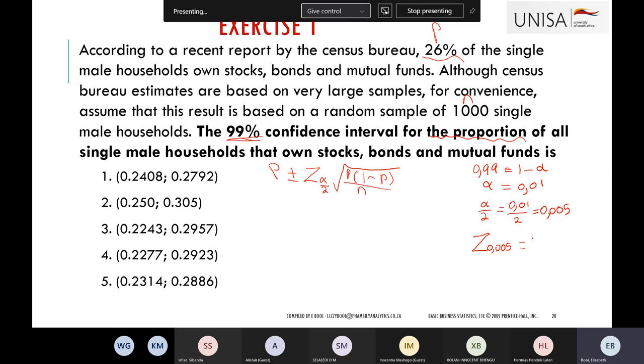So my critical value here will be plus or minus 2.58, or we can just leave it as 2.58. You don't even have to worry about plus or minus. So now, since I have my critical value, I can just substitute into the formula. Substituting, my p is 26%, so therefore it is 0.26, plus or minus my critical value, which I just found, 2.58, times my standard error, which is the square root of 0.26 times 1 minus 0.26, divided by my n, which was 1,000. Close bracket.